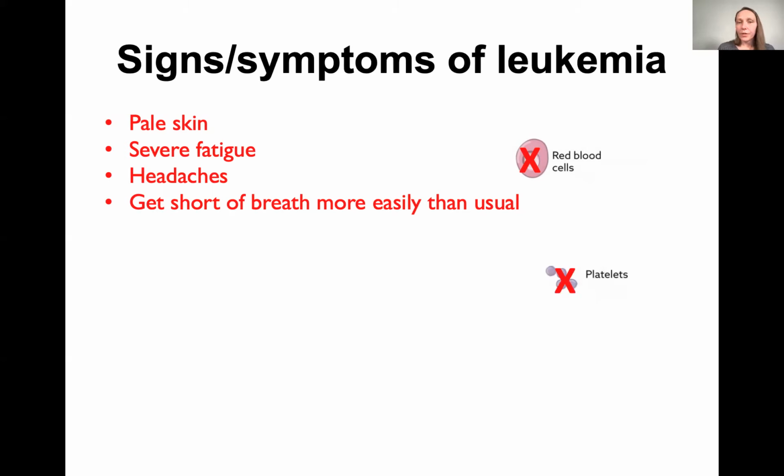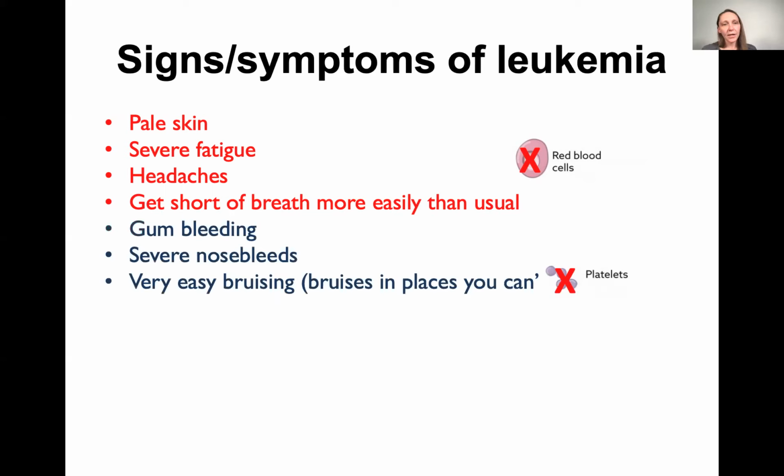If you don't make enough blood platelets, that part of the blood that helps us stop bleeding, then you can have issues with bleeding. Gum bleeding when you brush your teeth, really bad nosebleeds. Everybody gets nosebleeds every now and again, but these are the ones that really take a long time to stop and are pretty copious. And then easy bruising.